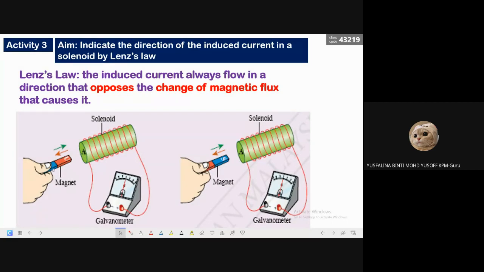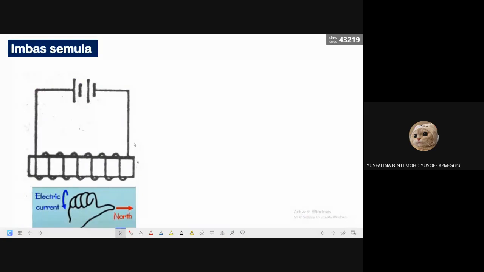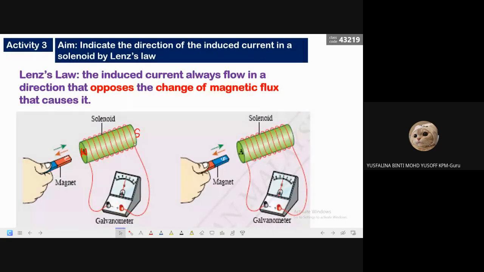When the magnet moves towards the solenoid, the solenoid will try to push it away. To push it away, you have to put the same pole, because the same poles oppose each other. So this one should be north, and this one should be south. So they will oppose each other. That's what Lenz's law says.